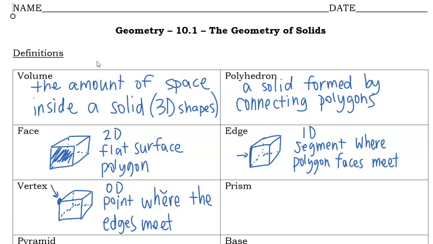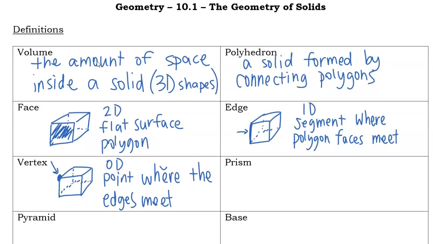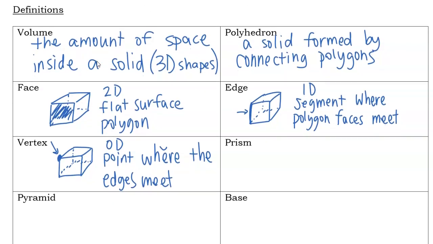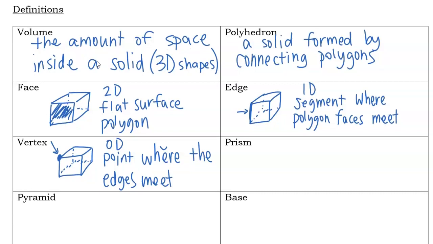Okay, so this works with all polyhedra, right? Not just the cubes, but any flat surface is a face. Any segment where the faces meet, that's an edge. And any point where the edges meet, that's a vertex.